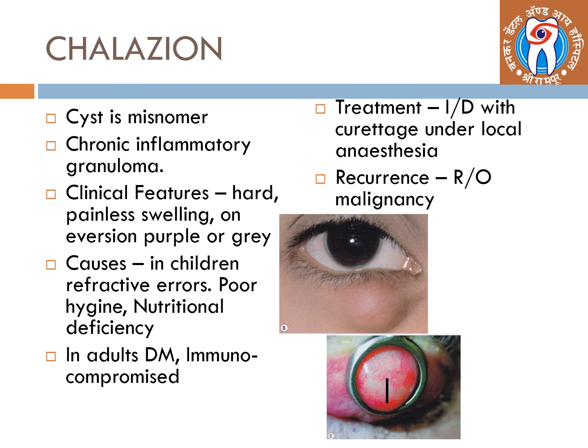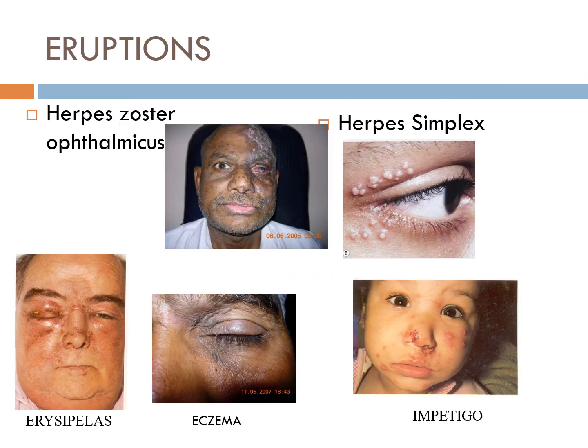The contents may be extruded to the conjunctiva, in which case a fungating mass or granulation tissue can be seen as granuloma. The treatment is incision and curettage under local anesthesia. If recurrence is seen, malignancy should be ruled out.